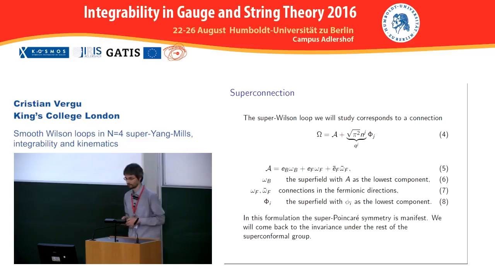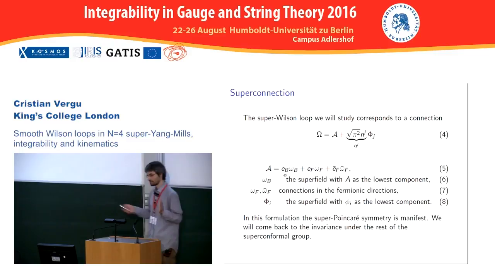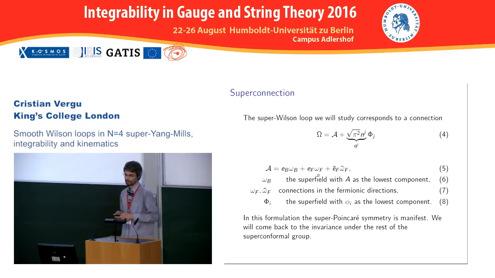I should discuss a bit more the superconnection. The superconnection now can be decomposed on these super vielbeins. Before, these fermionic components didn't exist. The coefficient of EB is a superfield omega B, and this can be put in a gauge where the lowest component is the gauge field. If I eliminate the auxiliary fields in a certain way, it can be written such that its lowest component is the A field. And there's some connection in the fermionic directions, and phi I already explained.